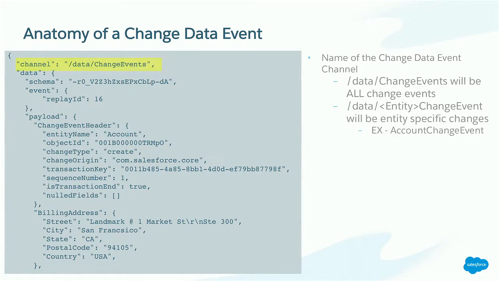The first thing we see up here is the channel that we're subscribed to. So for this specific event, we're subscribed to /data/change events. Now, change events is a physical channel that will contain every event type on it. If you make an account change, it'll be on the change events channel. If you make a lead change, it'll be there. A custom object change, it'll be there.